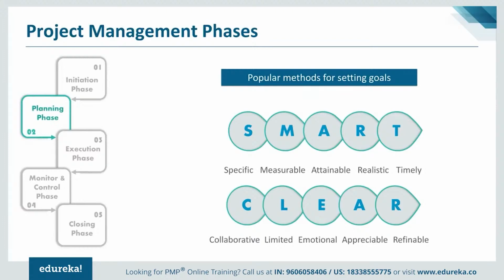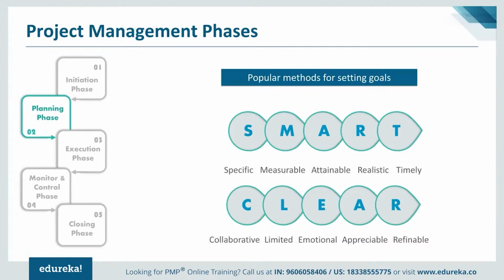Now, as a part of the initiation phase, what's also important is to have a proper goal. What is my goal ultimately? There are several ways through which we write a goal, and we always say that goal should be smart. Not only should it be smart, but also clear. Many of you may have already heard about SMART goal. It should be specific, measurable, attainable or achievable, realistic, and time bound, or timely.